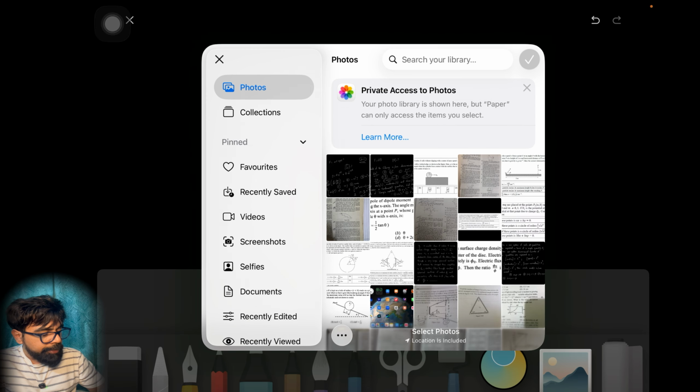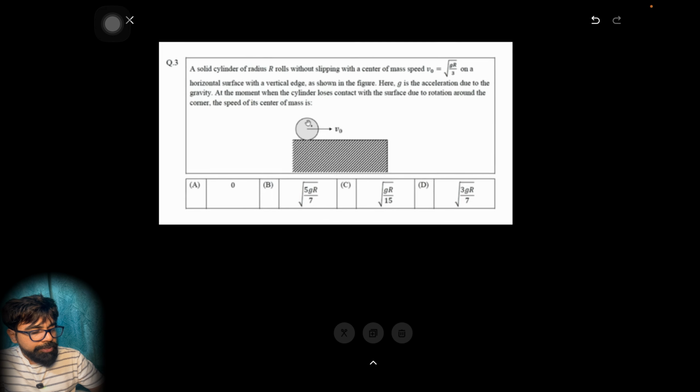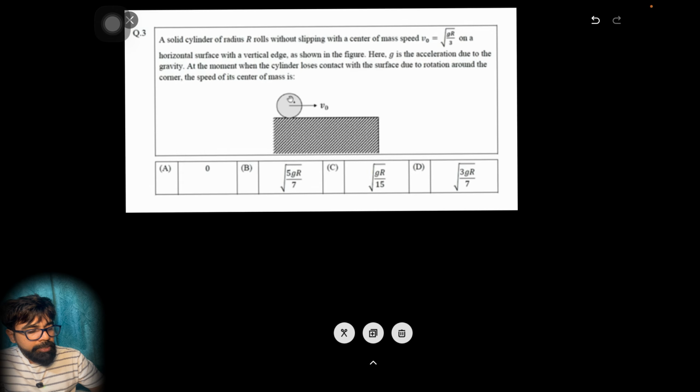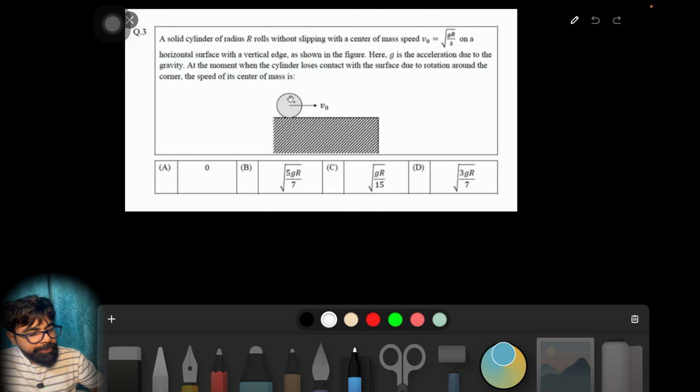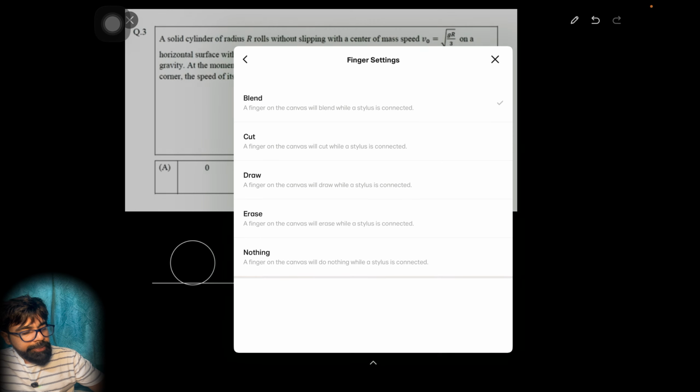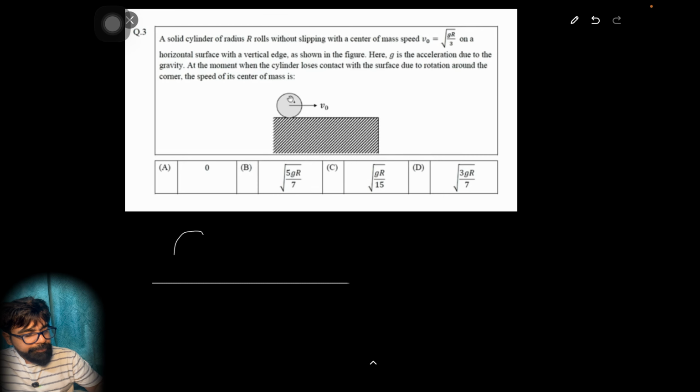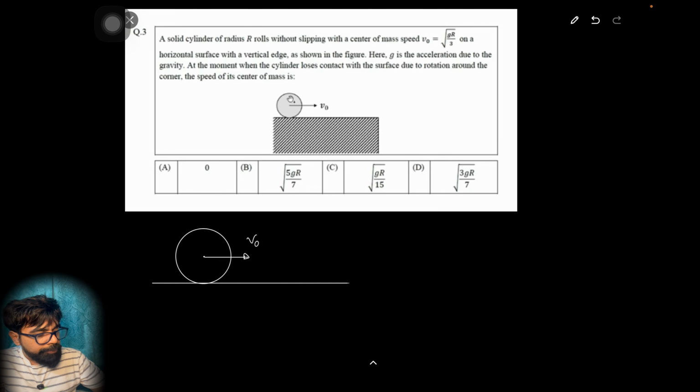So the question is, I think I have the question. There are 2 questions asked, so I'm going to discuss the first question, which is question number 3. The question is saying that there is a tabletop and on the tabletop there is a solid cylinder. And the solid cylinder's center of mass has velocity V0. Now the value of V0 is given in the problem as root under GR by 3. This is a solid cylinder. Now what is a solid cylinder's moment of inertia? It is mr square by 2.